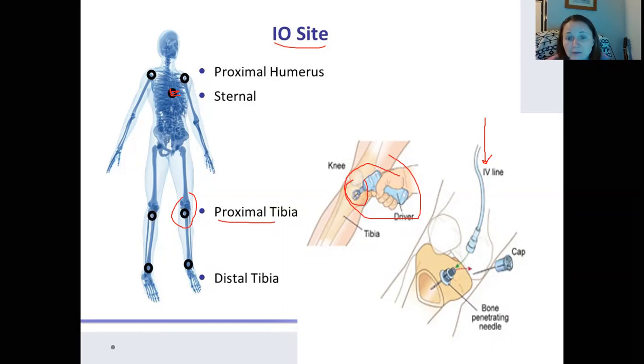All right, so that is going to wrap it up for this first part of this PowerPoint. The rest of it, we're going to talk about team dynamics, what we're going to do after we've got ROSC, and also pediatric advanced life support. And we'll do that on the next video.